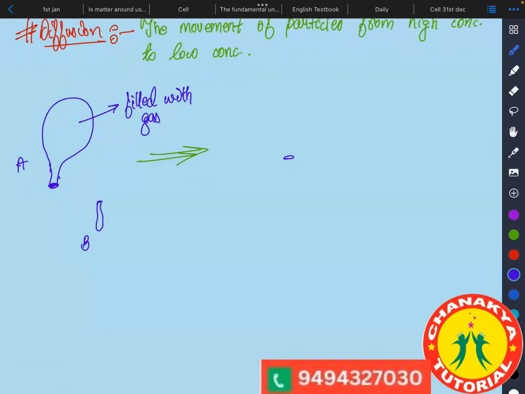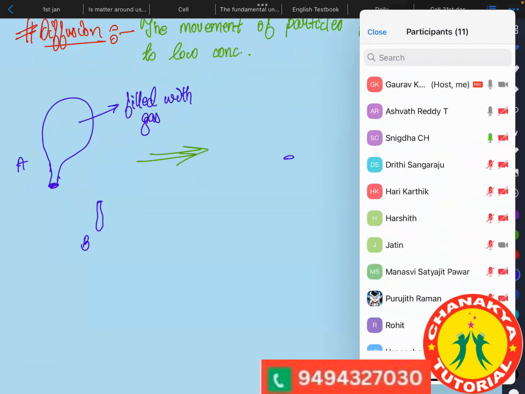So when we touch a hot utensil, the heat is transferred to our hand. Okay, we can say that heat is transferred. In thermodynamics, when we're heating something, heat always moves from high concentration to low concentration.